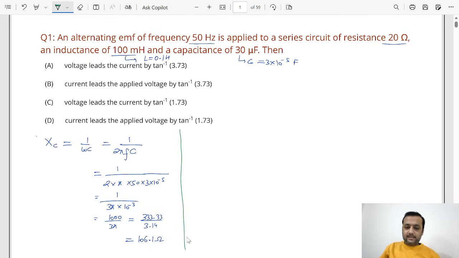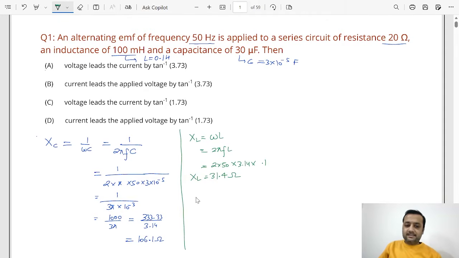Now let's talk about XL. All of us know that XL is equal to omega L, and omega is 2 pi f, into L. Again, 2 into frequency 50, pi we know is 3.14, inductance is 0.1. So 50 times 2 will become 100, 100 into 0.1 will be 10, and 10 into 3.14 will be 31.4. So this will be the value of XL.